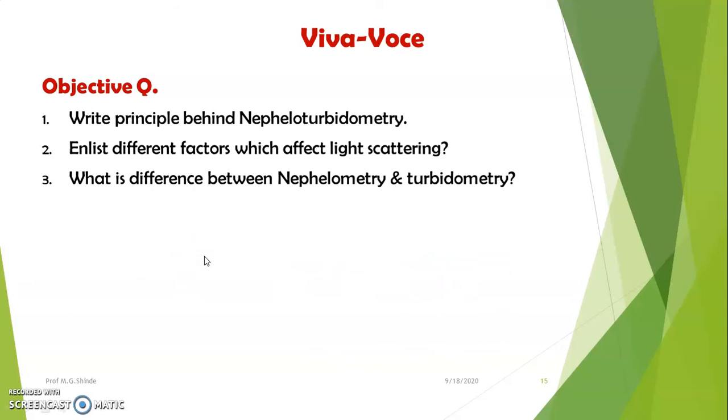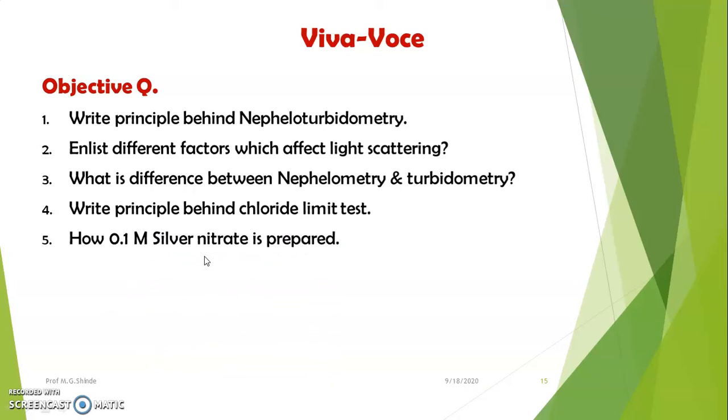Now the difference between nephelometry and turbidimetry. In nephelometry, the scattered light is measured at 90 degrees, while in turbidimetry it is measured at 180 degrees, that is, absorbed light is measured here. The principle behind the chloride limit test is based upon the reaction between soluble chloride and silver nitrate solution, which produces silver chloride, and that gives opalescence or turbidity to the solution, which we can measure with the help of nepheloturbidometry.